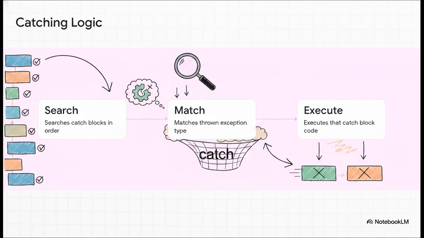But here is the golden rule. Only the very first matching catch block executes. As soon as Java finds a match for that specific exception type, it runs that block's code, and the rest, all the remaining catch blocks, are completely skipped.